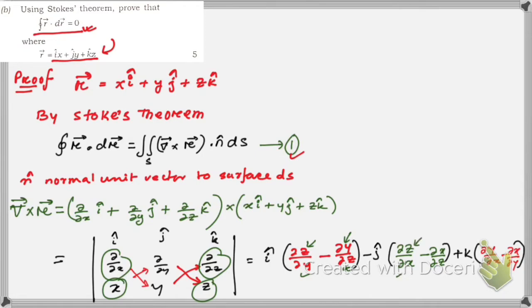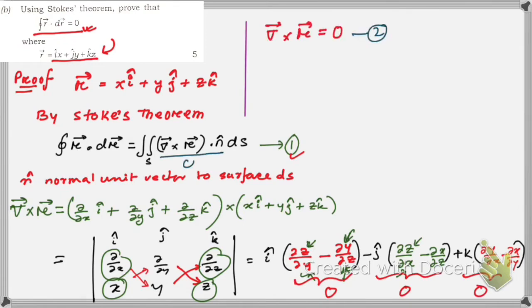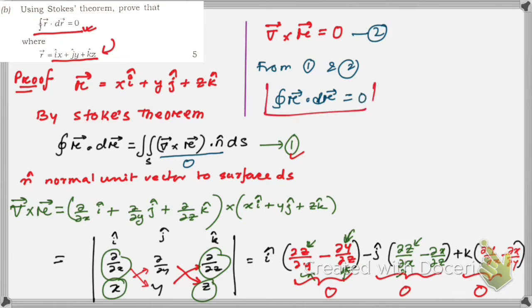The derivative of z with respect to x is also 0. So all three terms will be 0, right? As a whole, we get that curl of vector r is 0. This is equation number 2. From 1 and 2, we can say that the line integral of vector r dot dr vector is equal to 0, because the surface integral of this will be 0, as the curl is 0 here. So now let's move on to the next question.